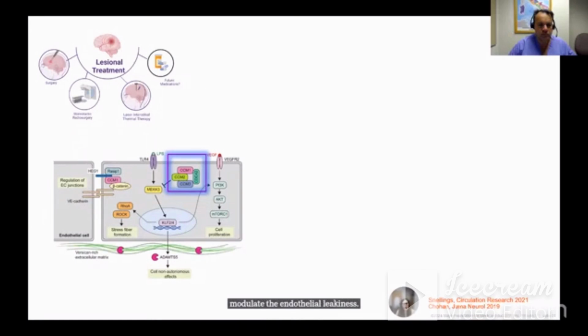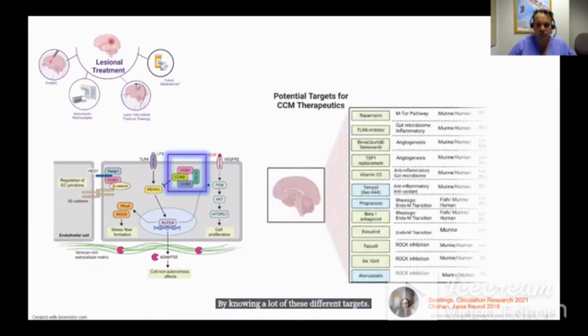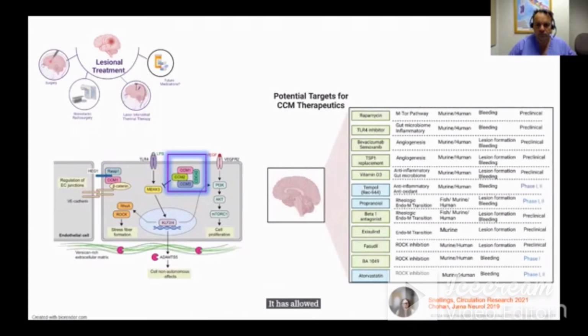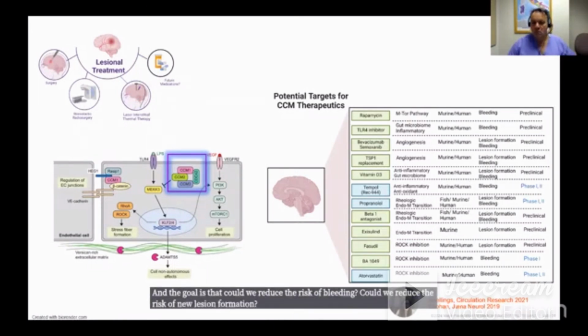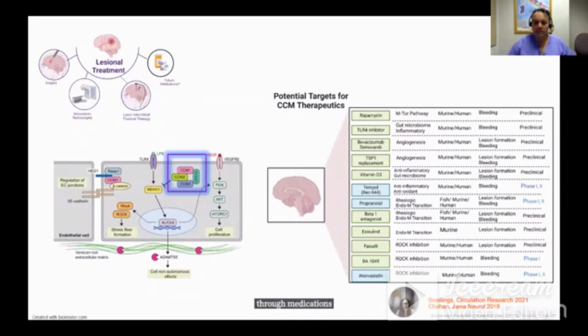By knowing a lot of these different targets, it has allowed us to develop potential targets for various therapeutics. And the goal is, could we reduce the risk of bleeding? Could we reduce the risk of new lesion formation through medications rather than surgical intervention?